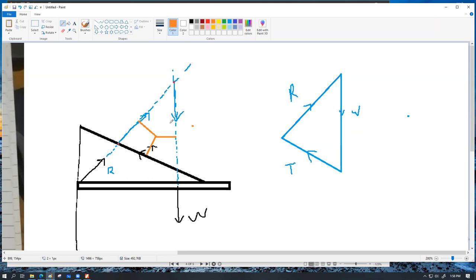Okay, so if I consider this point, this center, as our pivot point, this R force, which I can conveniently shift over here, will produce a clockwise moment. This W force will also produce a clockwise moment. This T force about this point will also produce a clockwise moment. All of these three forces are producing clockwise moment. If you add this up, should you get zero? That answer is a no.